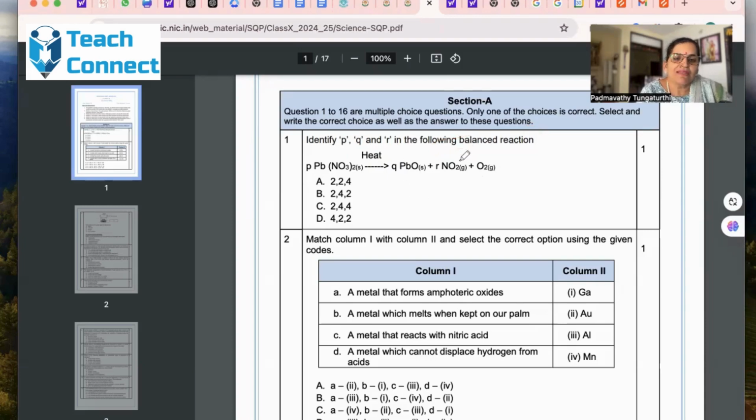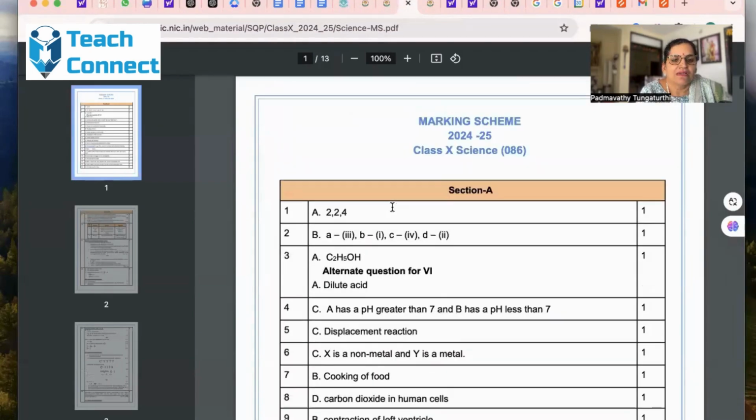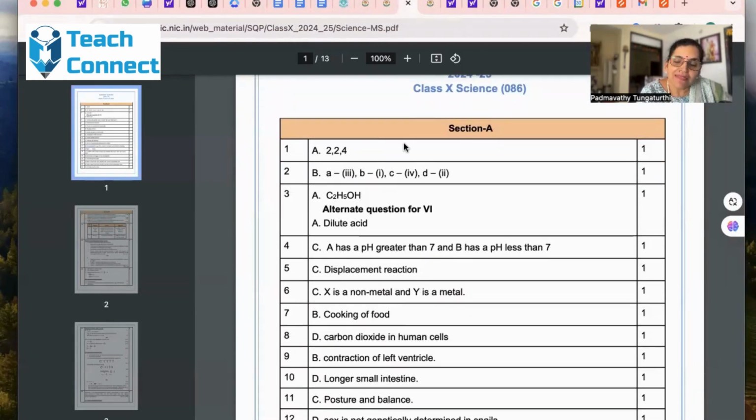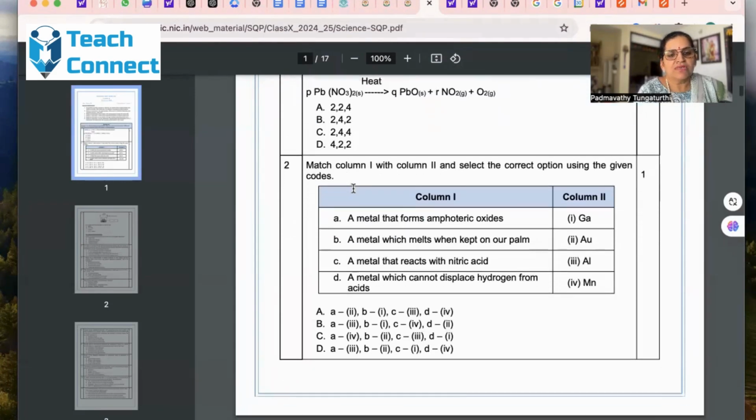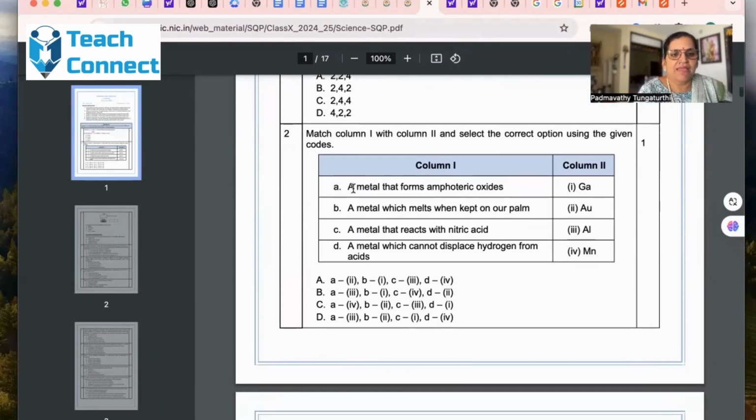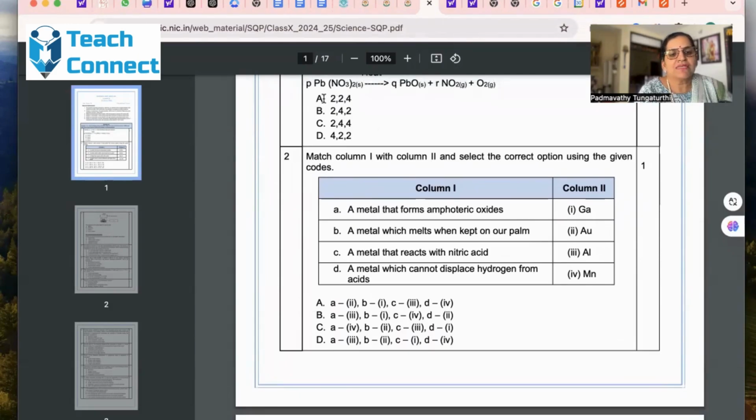Of course, you can balance this equation, and I will also show you the answer key. This is the answer key. The answer key is there, but how have we arrived at the answer key? That's very important. This is question number 2 to 4, segment A. The answer out of 4 options is A. The other 3 are distractors.